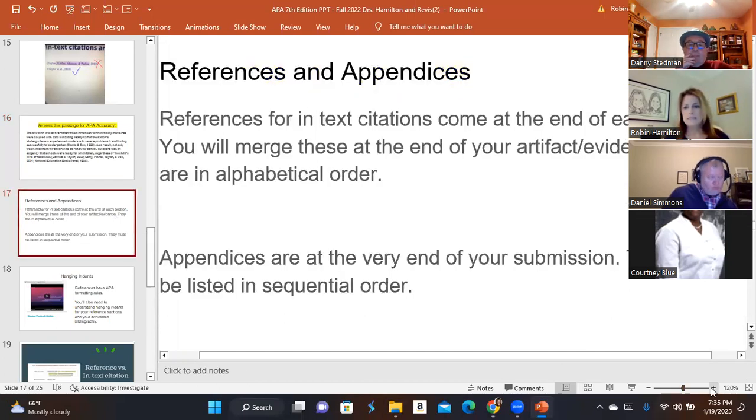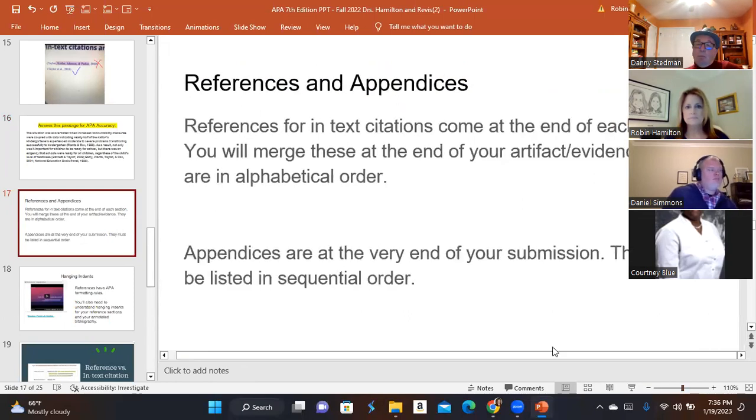References and appendices. So your reference section comes at the end, and you can do each task, like task 1, and do your references and appendices, and then task 2 separately, or you can just have it as a running list. But at the end, if you did them separately, you have to merge them all together.